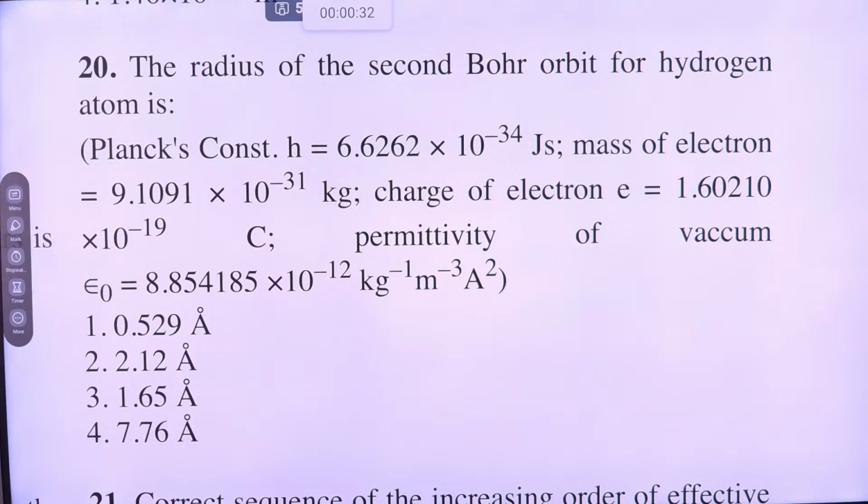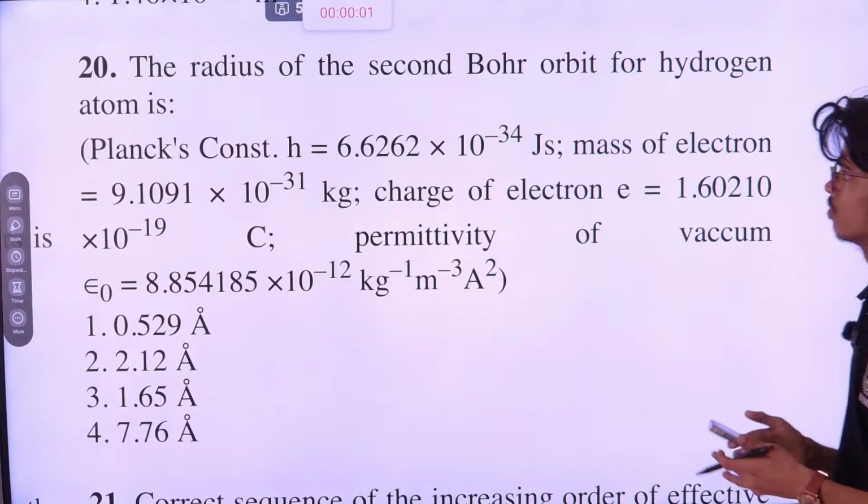Do you know the formula? 0.529 into n square by z. If you remember that formula, it's very easy. Kanishka, Gokul, Priya, everybody try to answer. Okay, 2, 1, 0, done.